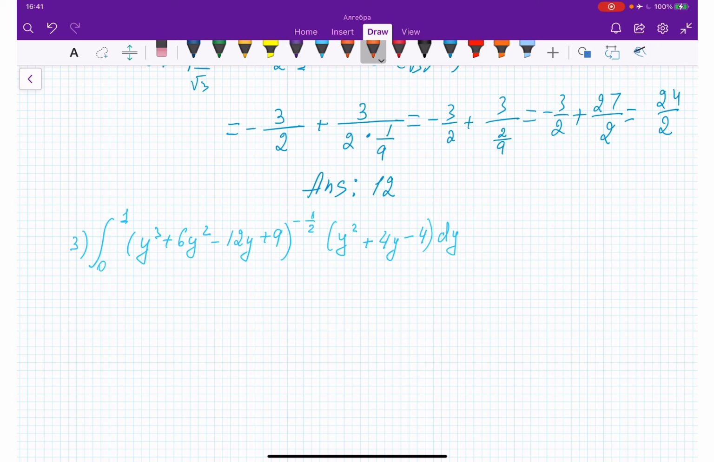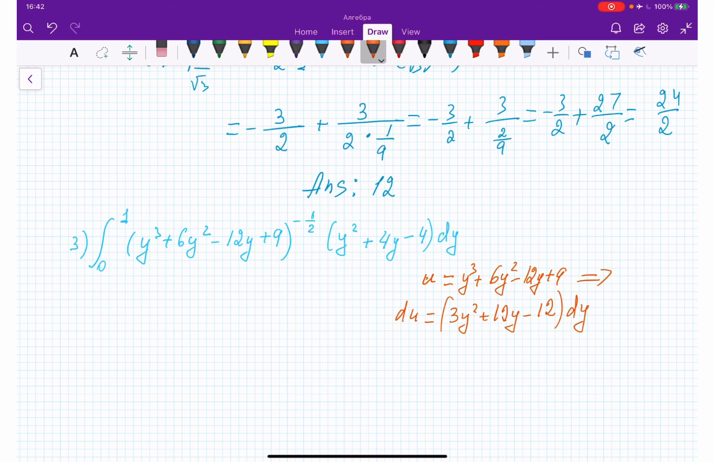So u I'm taking as, again, since I have negative 1/2 degree, the polynomial under degree negative 1/2 is going to be u. So we have u is equal to y cubed plus 6y squared minus 12y plus 9. Okay, so from here, du is going to be equal to 3y squared plus 12y minus 12, and I'm multiplying by dy.